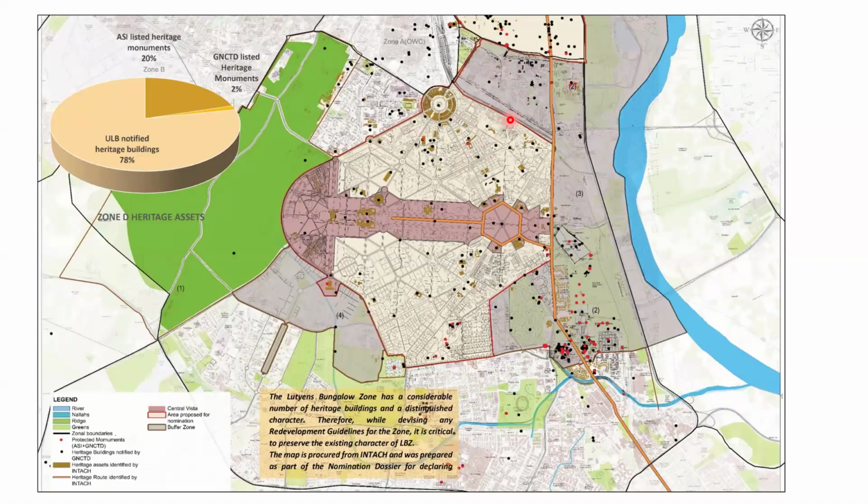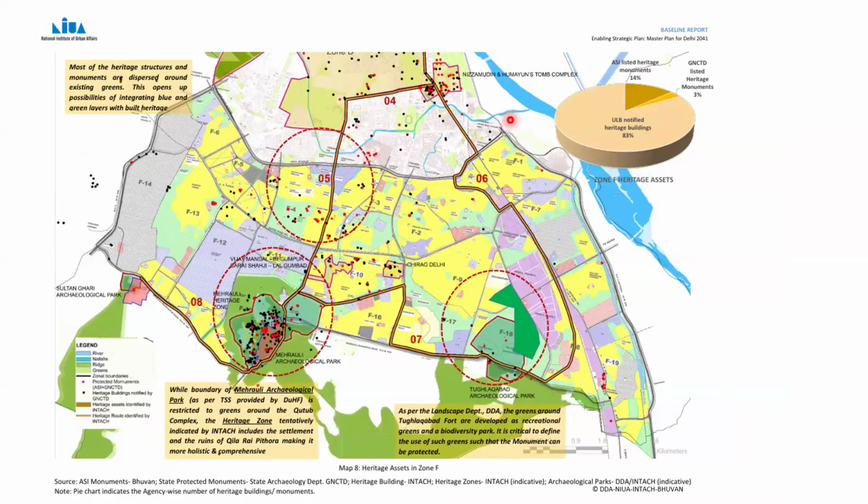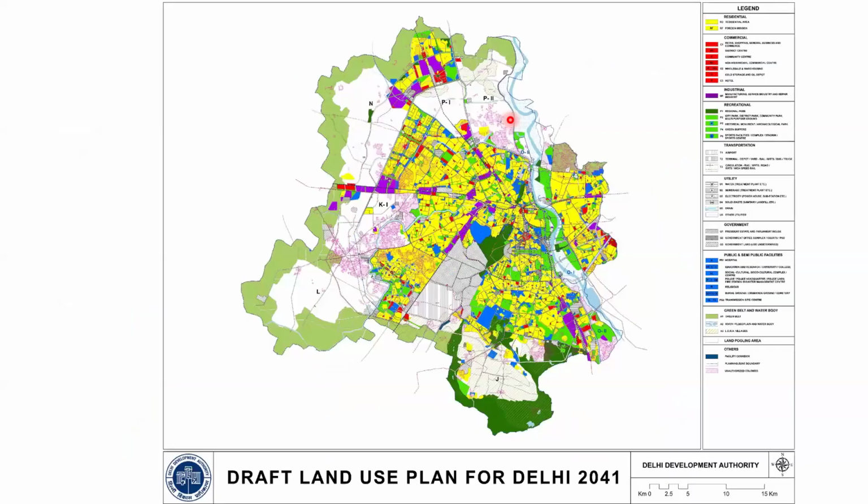So moving on, coming further down, this is the Mehrauli Archaeological Park and urban local body heritage buildings are 83% here. And adjacent to that is the World Heritage Site of the Qutub Minar. So moving on, this is what the 2041 master plan of Delhi land use plan looks like.